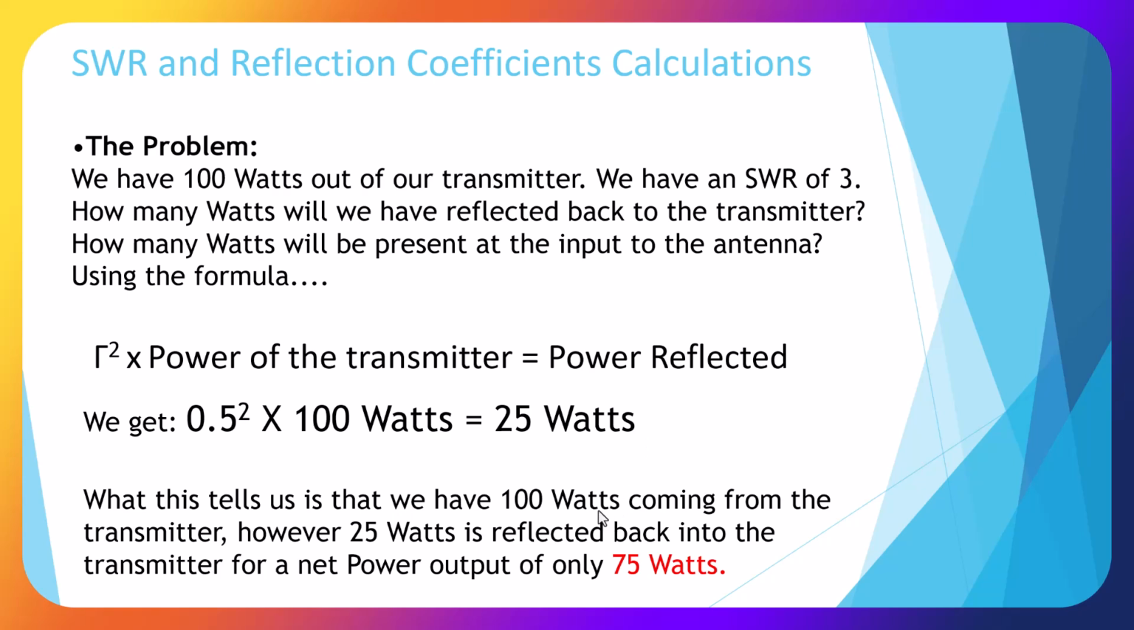So that tells us that we have 100 watts coming from our transmitter, however 25 watts is reflected, which means a net power output of only 75 watts.